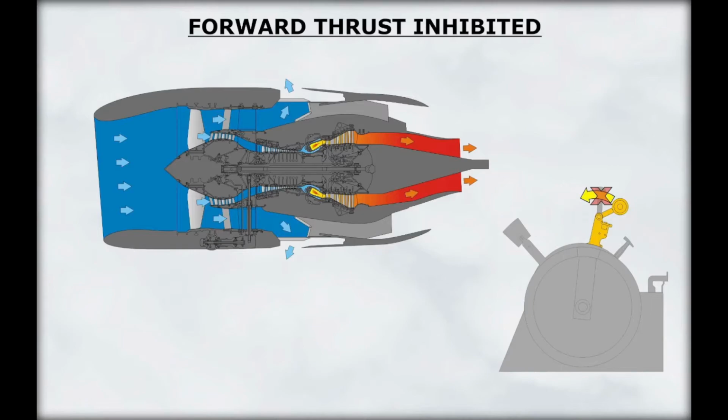The reverse thrust lever is locked in the reverse idle position until the associated thrust reverser sleeve is more than 60% deployed. When the thrust reverser is deployed, an interlock mechanism prevents the forward thrust levers from moving.